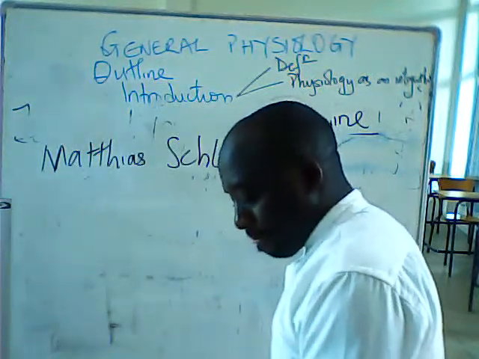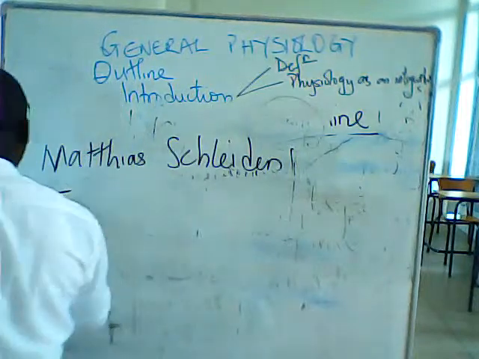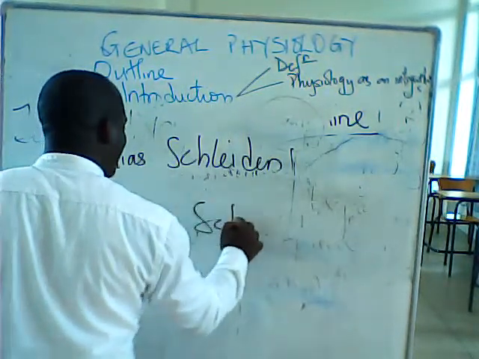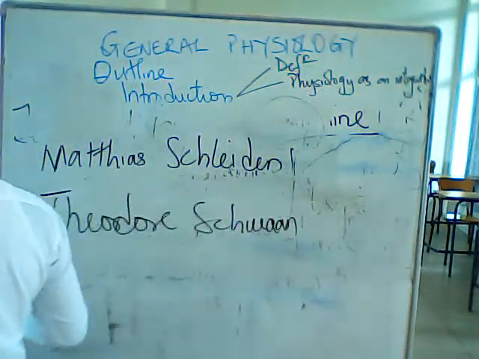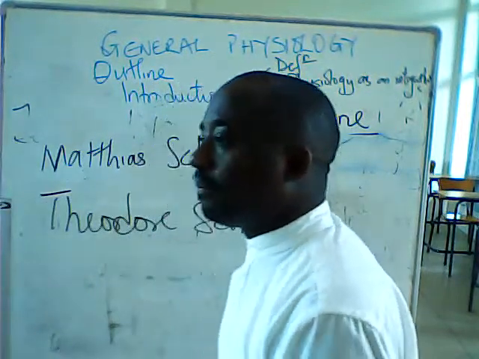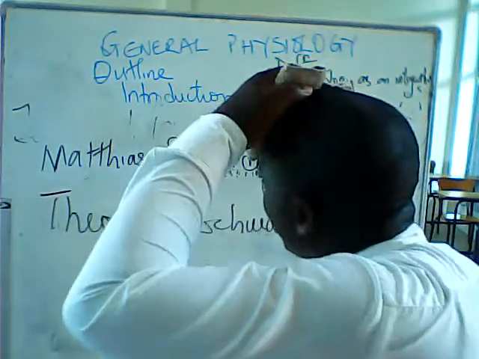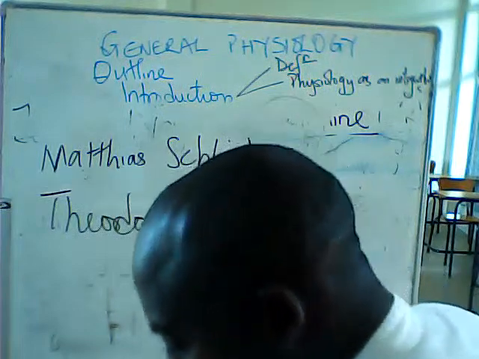So you have Matthias Schleiden and Theodor Schwann. You've heard of these names before? You've not heard of Schleiden and Schwann? Of course, you heard of the Schwann cell. We'll talk about the Schwann. You heard of the Schwann cell? So anyway, we'll come to them as we proceed.